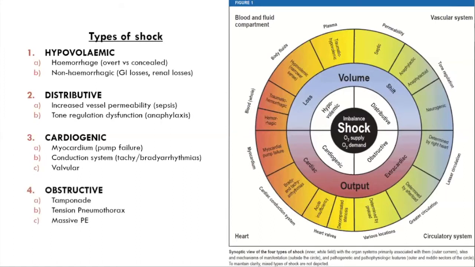And then the last type is obstructive shock. If you think about your advanced life support and resuscitation, this is where a lot of those reversible causes come in. So cardiac tamponade, where the heart can't pump properly, tension pneumothorax, where there's compression of the whole circulatory system and it's harder for blood to pump round, or a big PE actually blocking the pulmonary perfusion system.